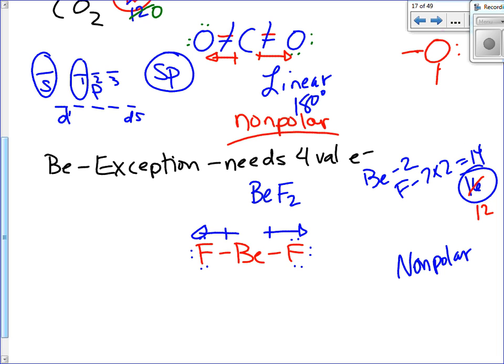It doesn't do a transfer, it shares. Well, it likes to share this way. And metals don't typically share. That's why it's an exception.